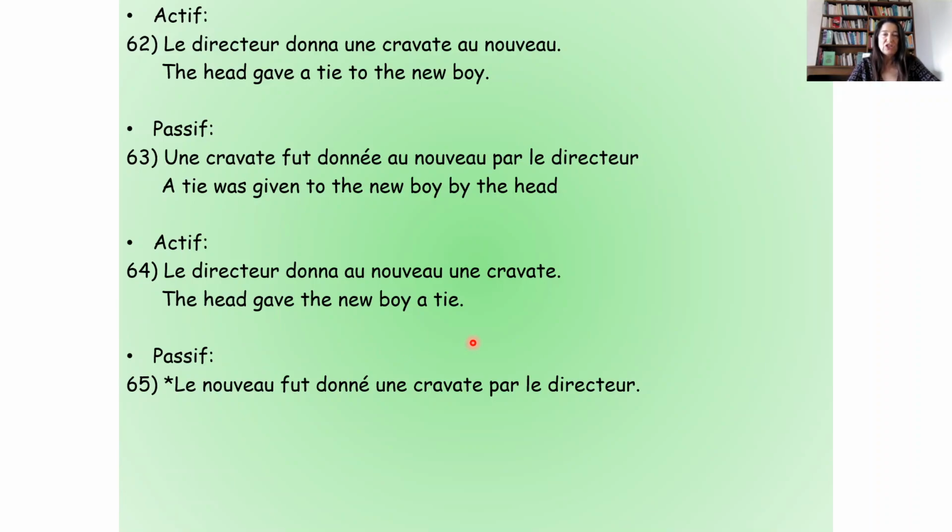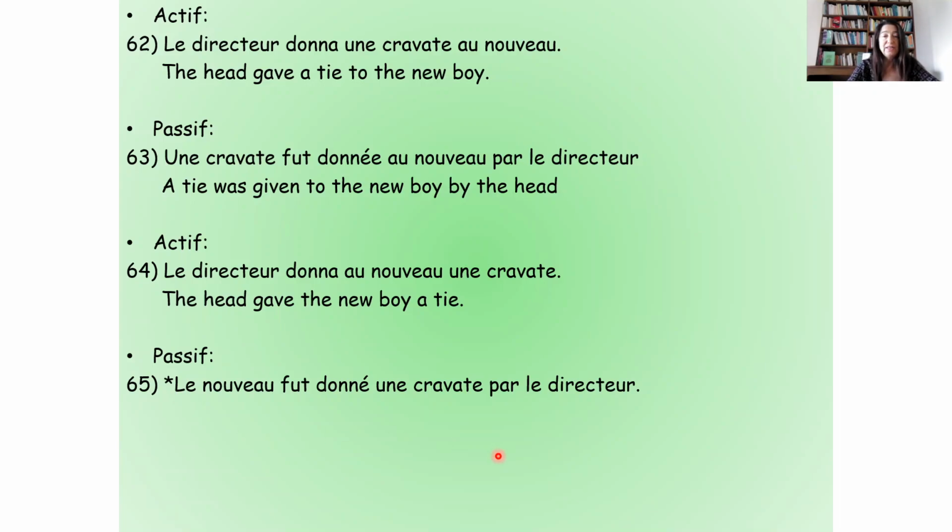Now, in French, it is not possible to make a passive voice sentence starting with the first object here, le nouveau. Le nouveau fut donné une cravate par le directeur is not possible, and that's what the asterisk here means. This sentence is not grammatically correct.